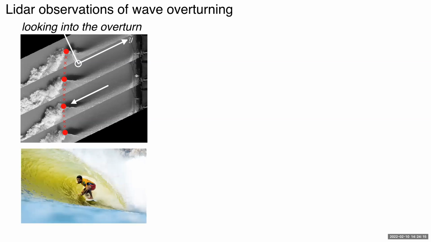Okay, now let's take a look at some LiDAR observations of wave overturning. Because this is the y tilde direction, we're going to look at the LiDAR observations as a function of x tilde, and we're going to have the view looking into the overturn, as that white arrow suggests. This is analogous to a view looking into the overturn like this.